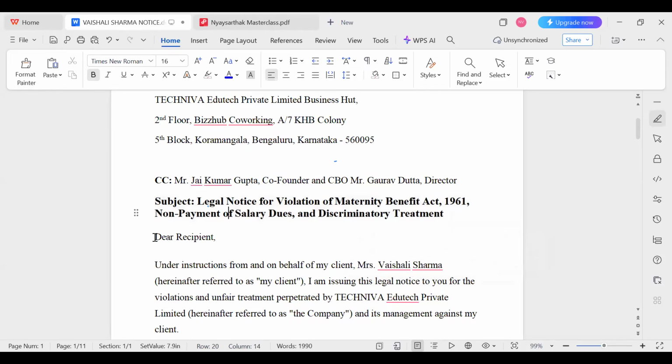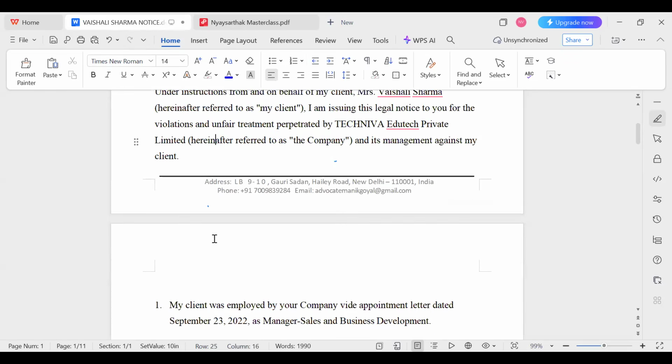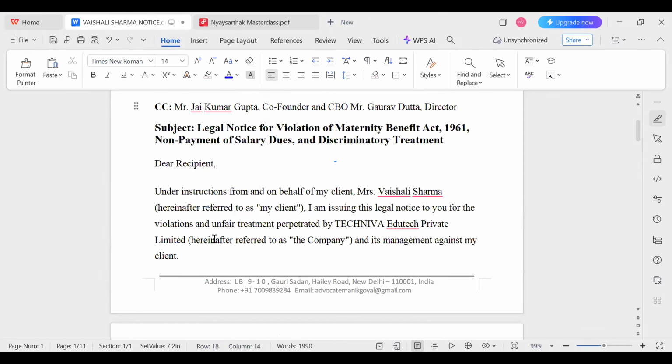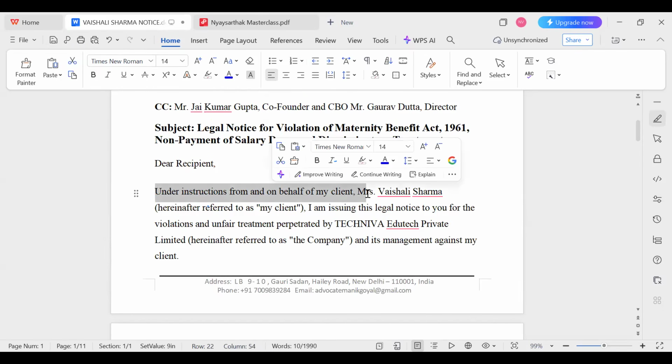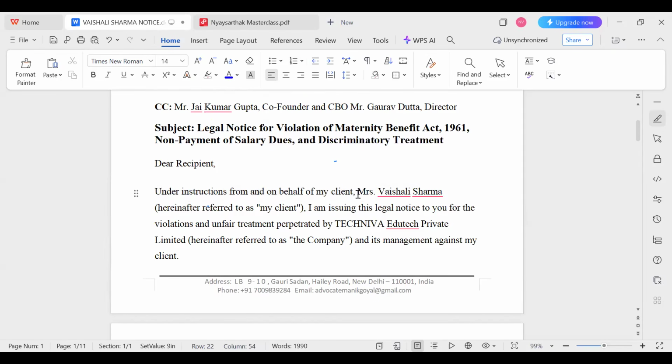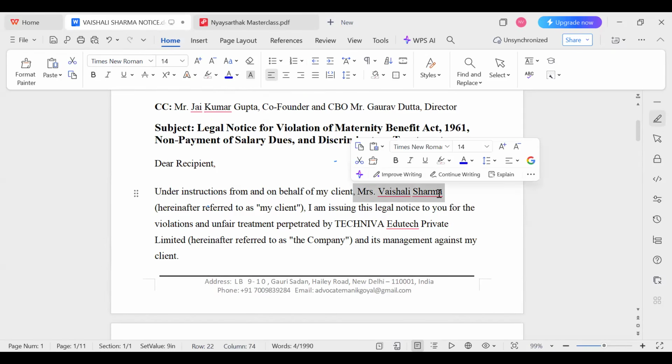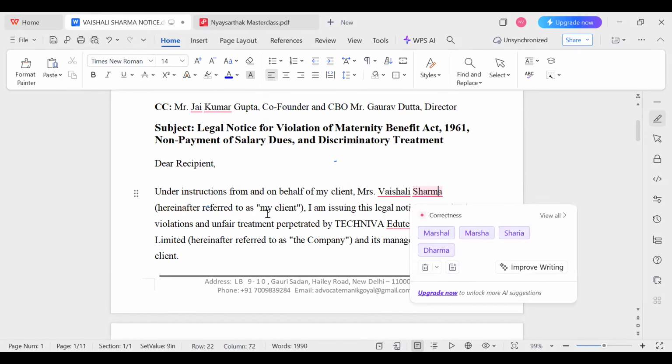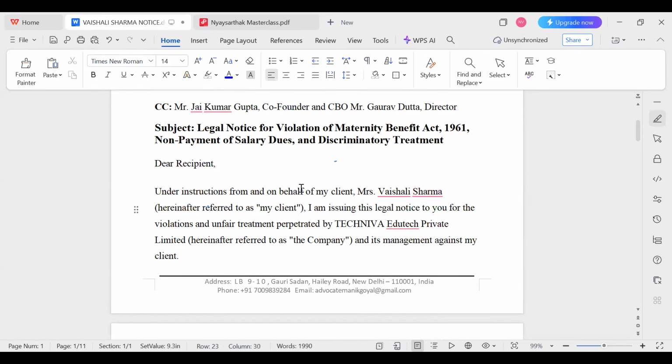After that we have written, dear recipient. You can add here dear sir, dear ma'am, or if there is only one person, you can add the name also, dear Ram, Sham, or any other name. And then there is a standard line which you have to write here: under instructions from and on behalf of my client, Mrs. Vishali Sharma, that is the name of my client. You can write the name of your client here, herein referred to as my client, because after that we will not use our client's name again and again, we will use my client.